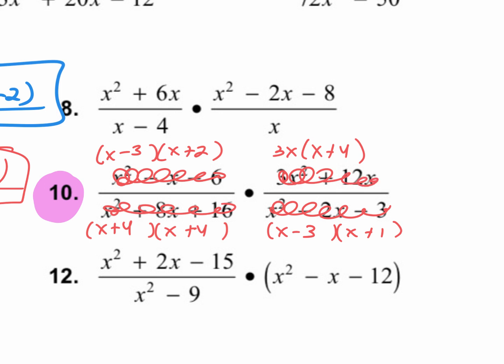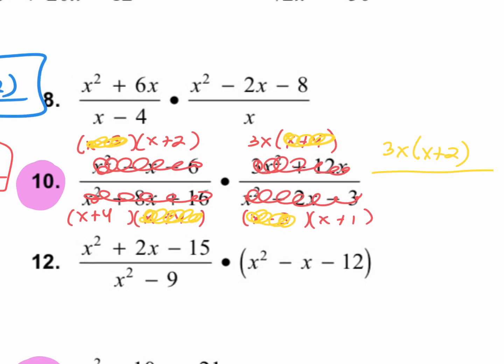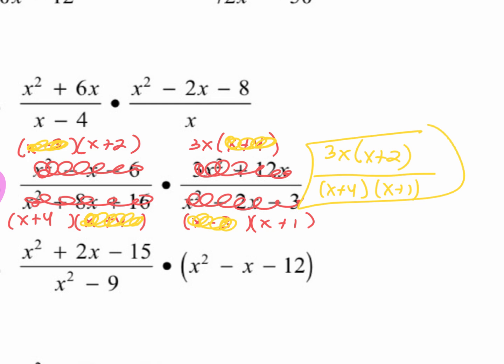Now, exactly the same top and bottom. I have an x minus 3 here and an x minus 3 here. What else? I have an x plus 4 here, and I have 1 down here. I know there's 2, but you can only go 1 to 1. So what am I left with on top? 3x and an x plus 2. And what am I left with on the bottom? x plus 4 and x plus 1.